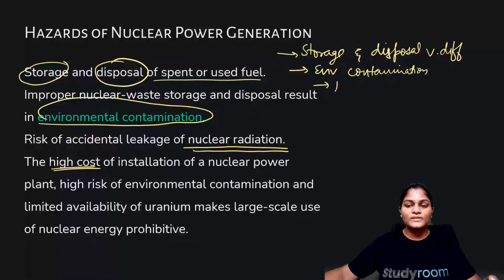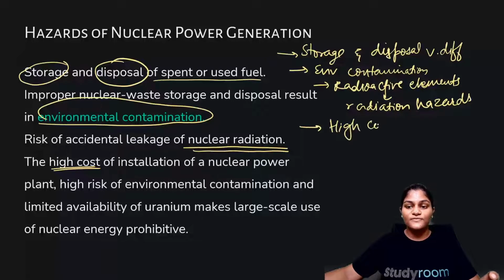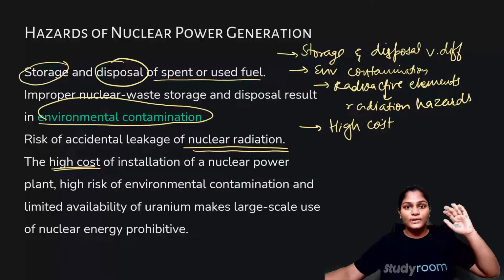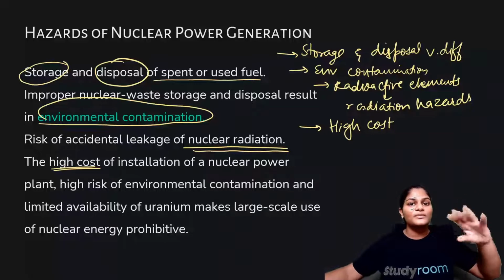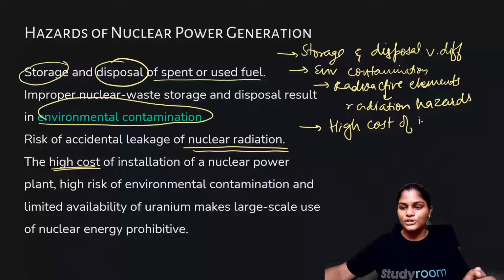Since these are radioactive elements, what happens because of that? Radiation hazard. That means that if we are exposed to radiation, we can get many, many diseases which will be passed on through many generations. Then high cost, very high cost of setting up those nuclear reactors in which the chain reaction takes place. It is extremely high cost, the cost of installation or setup. Again, these are the same points being repeated.